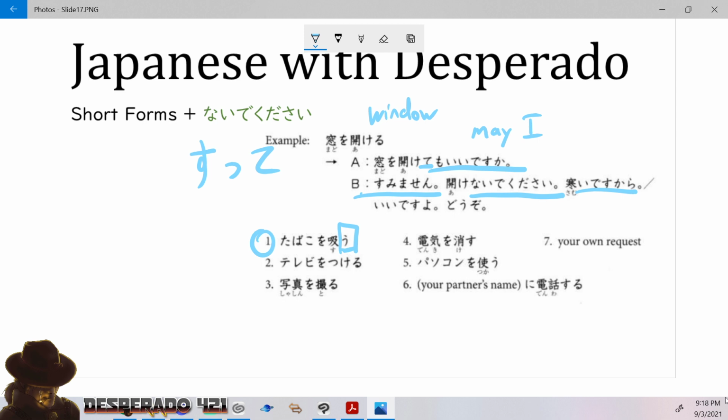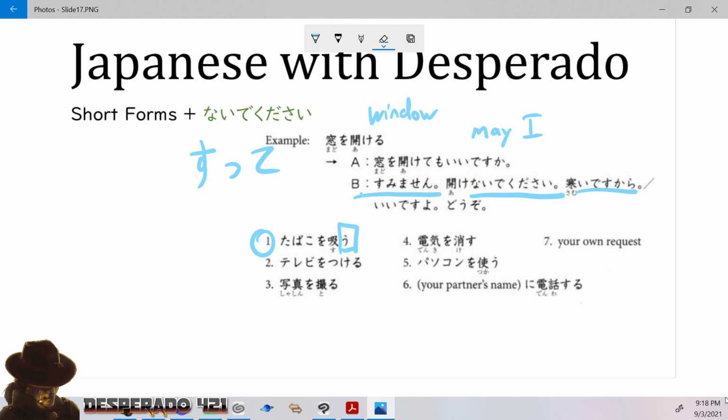Sute. Mo ii desu ka, right? Yep. So let's do the whole thing together. Tabako o sute mo ii desu ka? Tabako o sute mo ii desu ka? Very good. Now let's try and not put the space between te and mo. Tabako o sute mo ii desu ka? Okay.